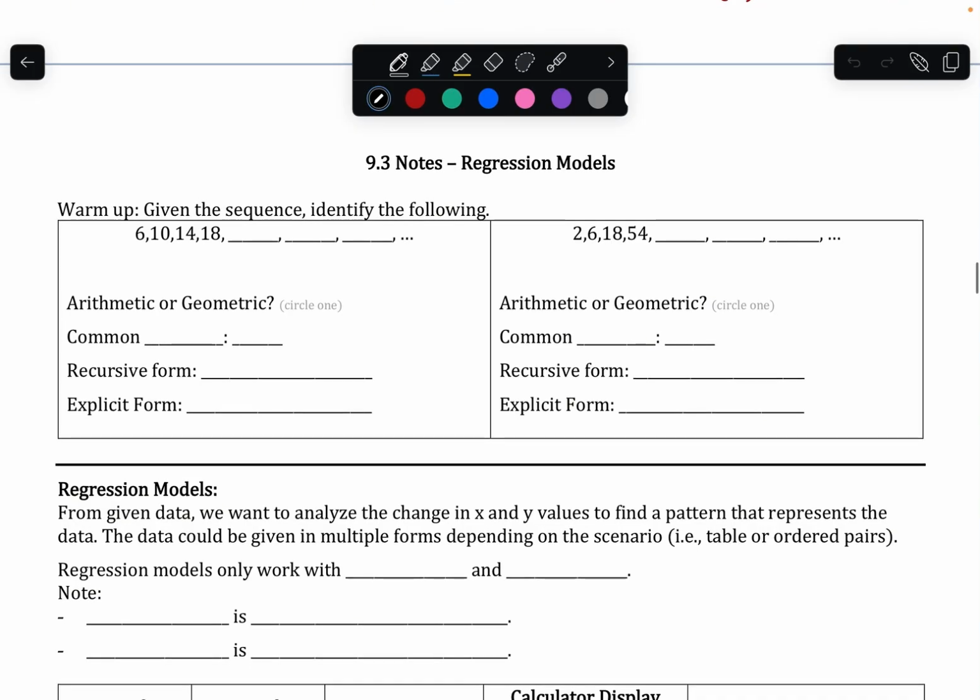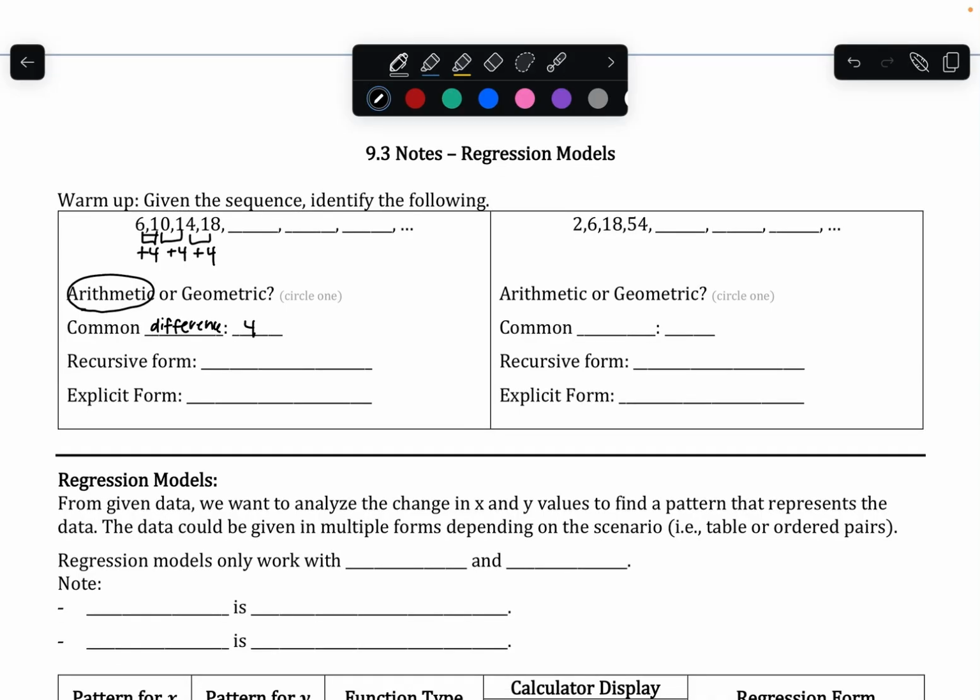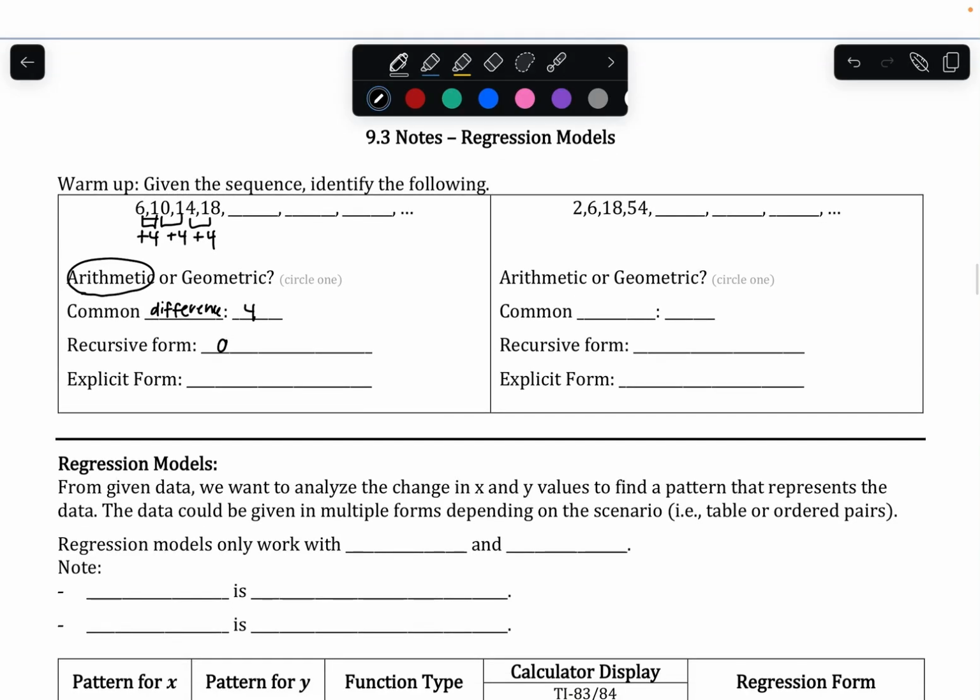And so looking at this first example, I see that this sequence is going from 6 to 10, which is adding 4, 10 to 14, adding 4, 14 to 18, adding 4. And so this would be an arithmetic sequence because we are adding. So we call that a common difference. And that common difference is 4. And so in recursive form, that says we can get to any term by taking the previous term and adding 4. Now that's just telling us what the pattern is. This isn't a helpful formula.